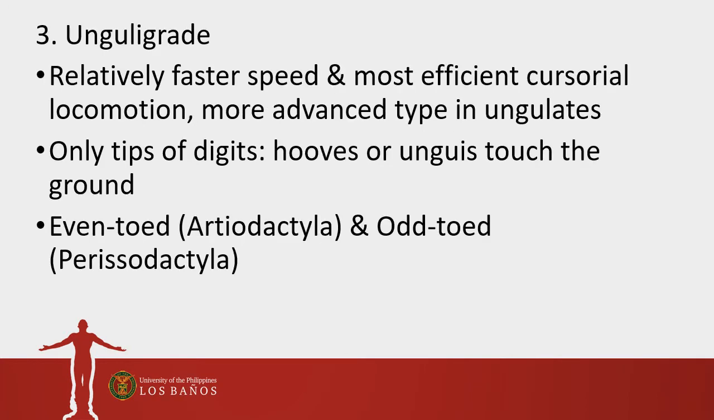The unguligrade feet have relatively faster speed and the most efficient cursorial locomotion. It is a more advanced type that is found in ungulates. Only the tips of the digits, the hooves or unguis, touch the ground. These are found in even-toed and odd-toed mammals.